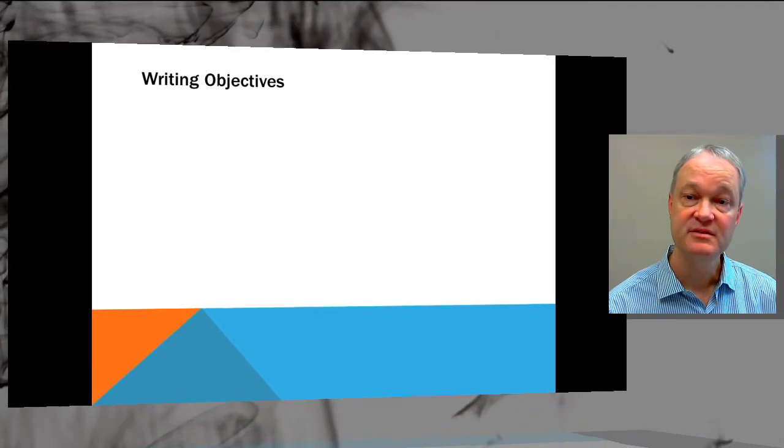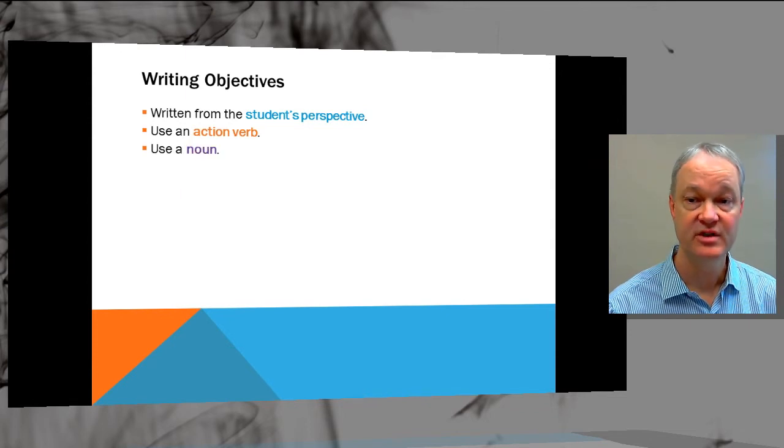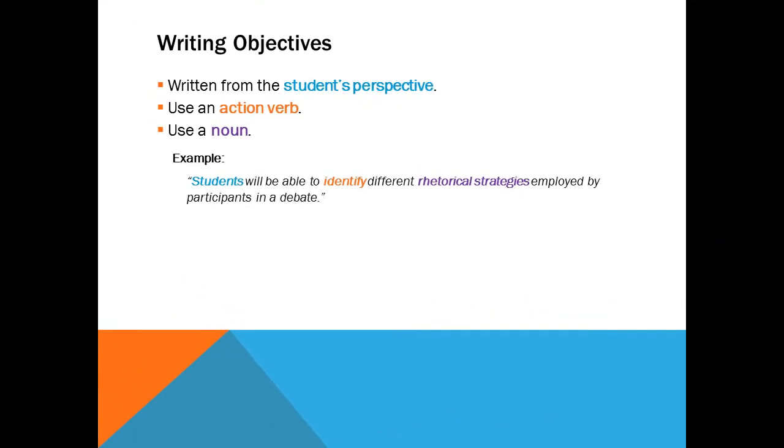From this perspective, learning objectives should generally be written from the student's perspective. The goal is for the student to be able to do something. They should use an action verb, one that reflects what the student can do, and generally they use a noun after the action verb. So an example would be, students will be able to identify different rhetorical strategies employed by participants in a debate. So we have the word students, and identify is the verb, and rhetorical strategies is the noun.